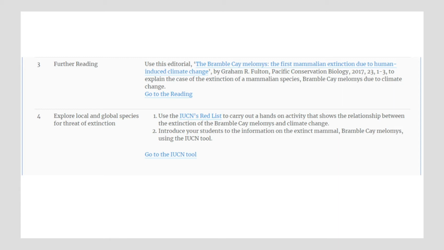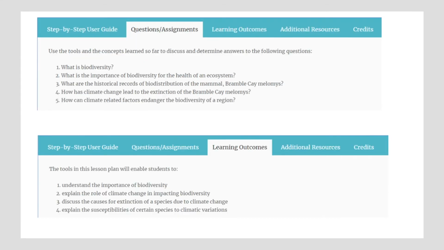You can now carry on and explore local and global species for threats of extinction using the IUCN Red List to carry out a hands-on activity that shows the relationship between the extinction of the Bramble Cay melomys and climate change. Introduce your students to the information on the extinct mammal using this IUCN tool.